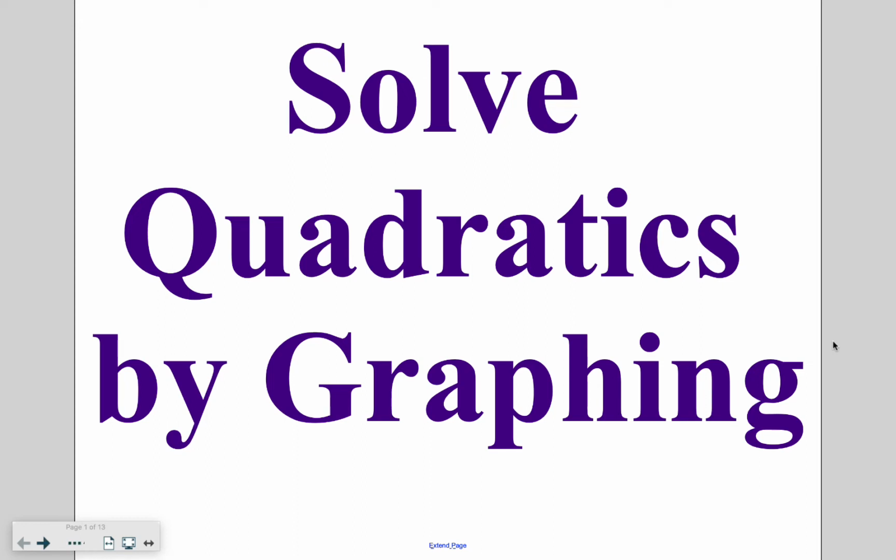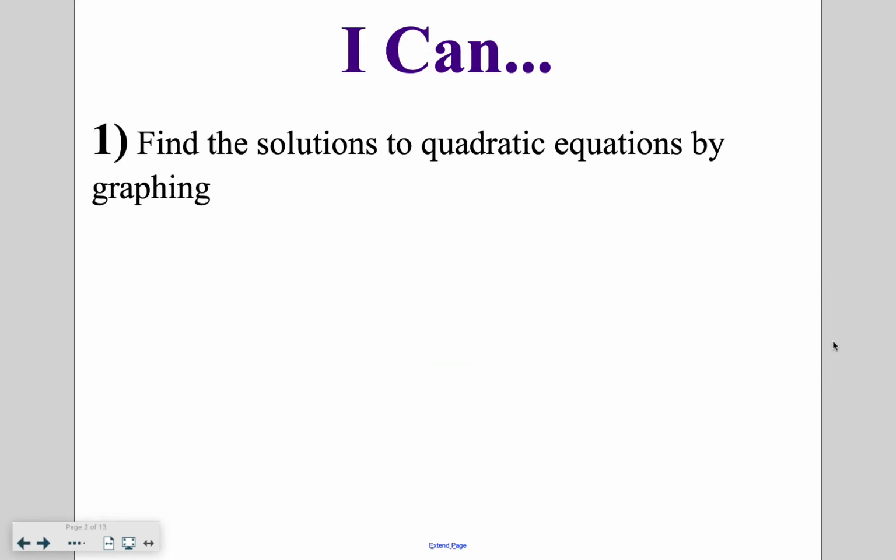Hello class, and welcome to today's algebra lesson, which is about solving quadratics by graphing. By the end of today's lesson, you will be able to find solutions for our quadratic functions by using graphs.